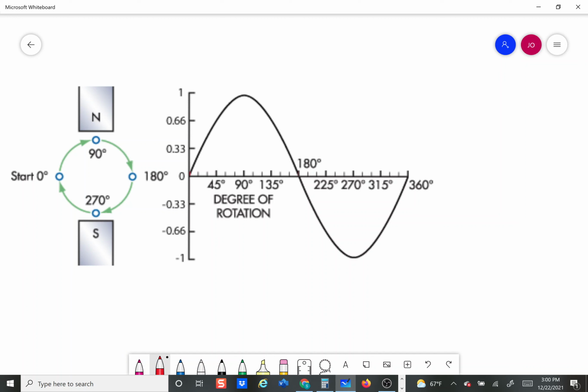The number that we come off of with the most on AC systems is the peak value. When it is at 90 degrees, it is at its maximum peak positive value. At 270 degrees, it is at its maximum negative peak value. But everything that we're going to do is going to be based off of the peak value. And the peak value is going to be whatever the magnitude has the capability of. In this case, it's 1. So our peak value in this case is going to be 1.